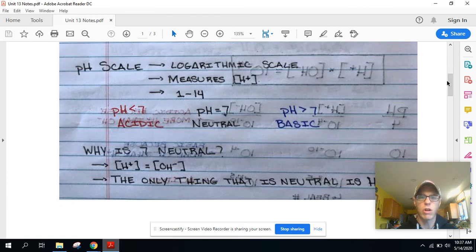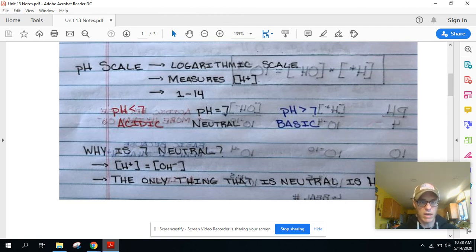The pH scale is a logarithmic scale, which means it's based on factors of 10. And it measures the concentration of H+. So if you have a pH of 2 and then a pH of 1, the pH of 1 has a concentration of H+ ions that's 10 times greater than a pH of 2. And so every single jump, I know it looks a little weird, but every time you lower a number on the pH scale, the concentration of H+ increases by a factor of 10.